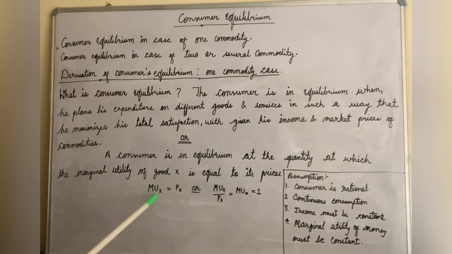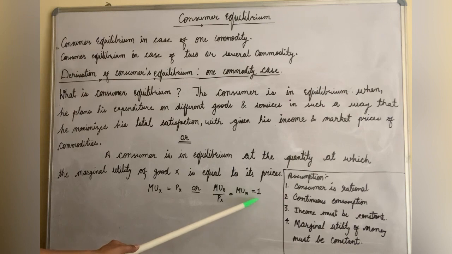We will define it in terms of a schedule, so you will get a clear picture of what MUx and Px are. Or we can say that the marginal utility of X upon the price of X is equal to the marginal utility of money, which is equal to 1. Don't worry about it, it will become clear with the schedule.